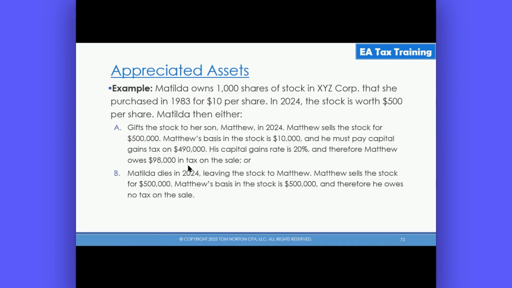Let's say instead we have scenario B. Matilda dies in 2024, leaving the stock to Matthew. Matthew then sells the stock for $500,000, just like before. But now his basis in the stock is $500,000, and therefore he owes no tax on the sale. So you can see the difference, $98,000 in tax because he inherited the stock rather than Matilda gifting him the stock.